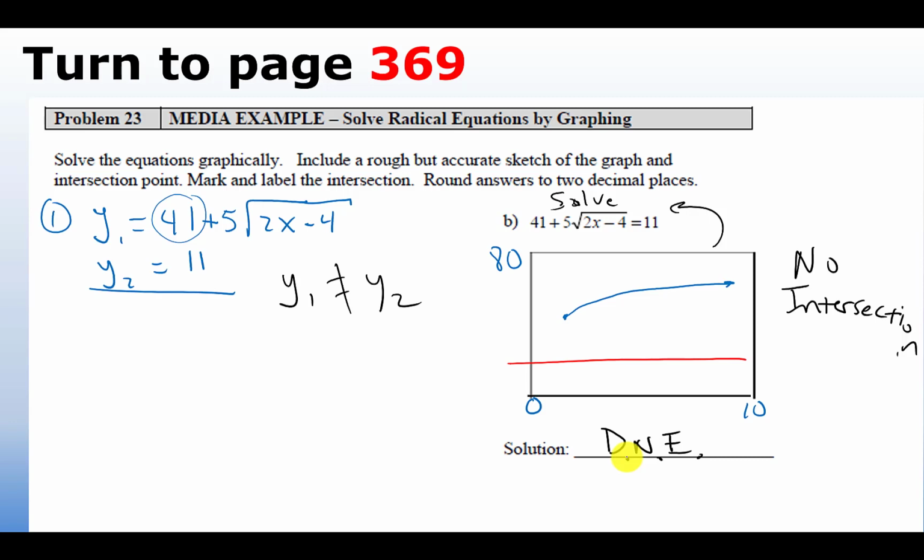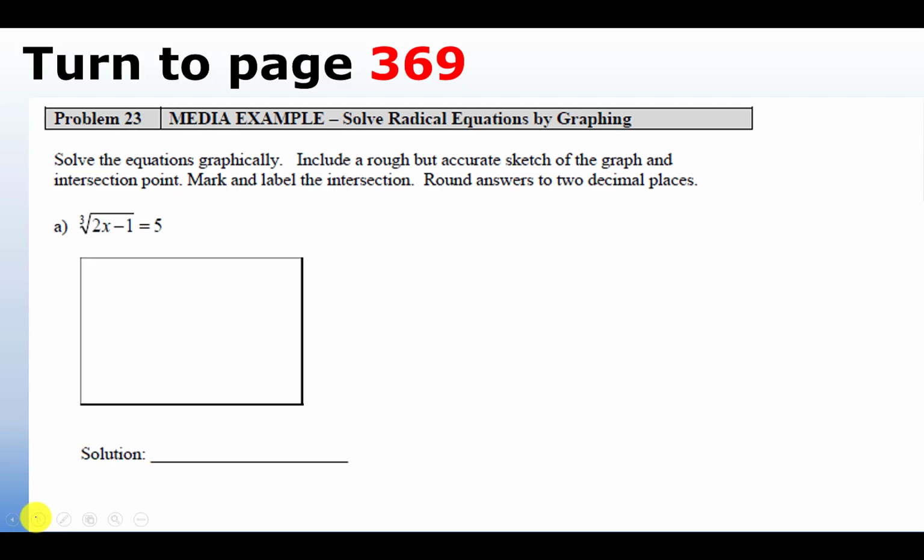Now, when we go into 9.6, we can actually solve this by algebra and see that dilemma take place. But we haven't studied how to do this algebraically right now, so we're just trusting the calculator. That's really all we can do with it. So if there's no intersection, then there is no solution. All right, let's go on and try another example.